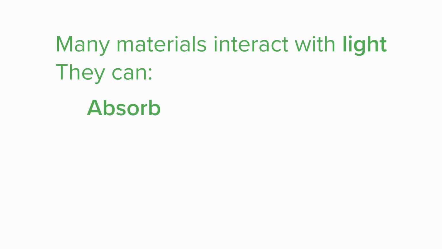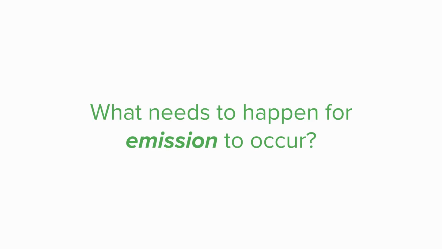Lots of materials absorb light. Some materials actually scatter light. Much fewer substances give back off the energy that they absorb. And some materials can do all of this. These are competing processes. But for emission to occur, two steps are required.